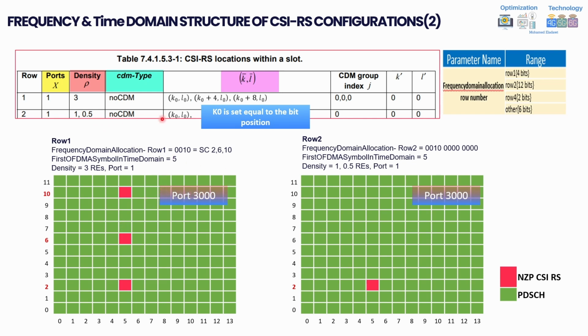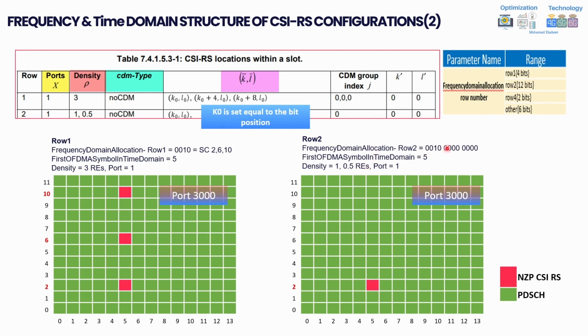The second example is very similar to this one, but it's easier because it doesn't need as much calculation. It's just K0. So, for example, you have row number 2, with number of ports 1, but row 2 has 12 bits because it's only one resource element, so it will cover all the subcarriers.